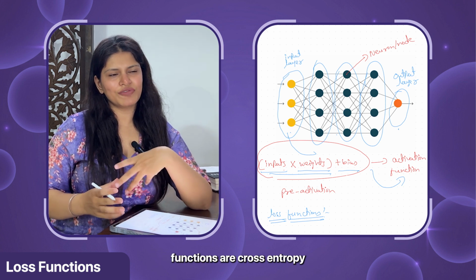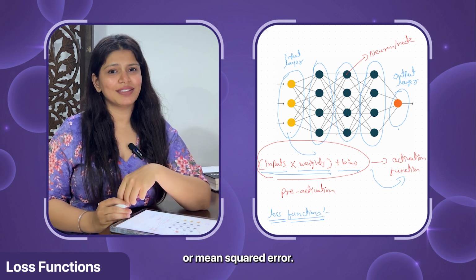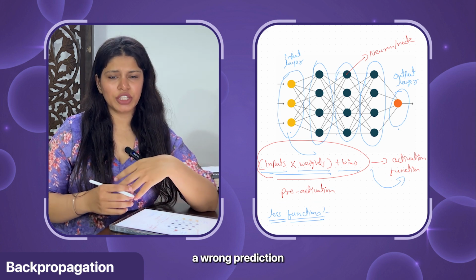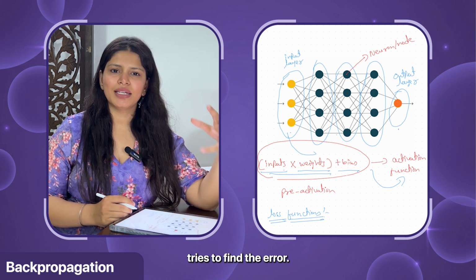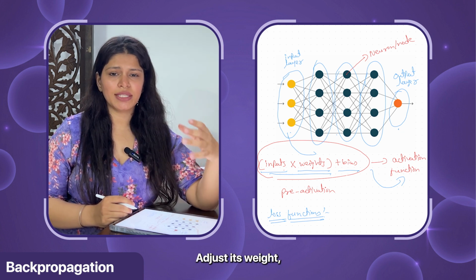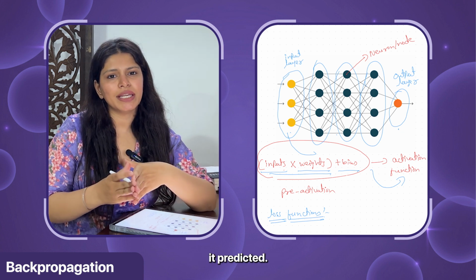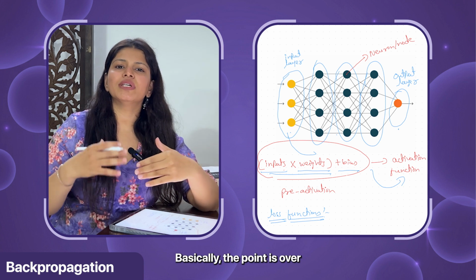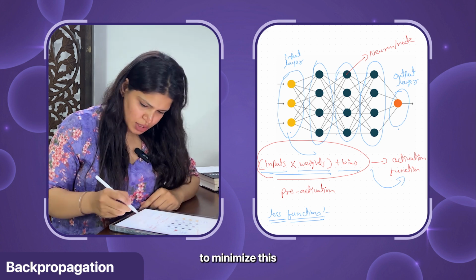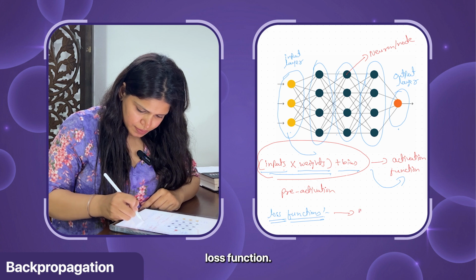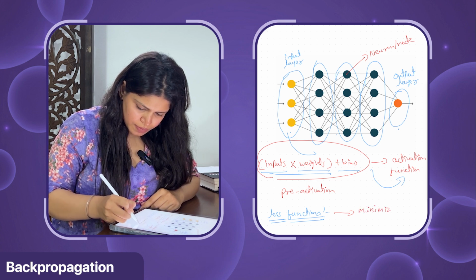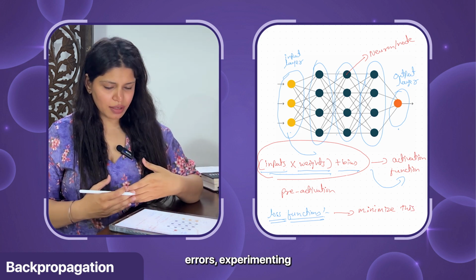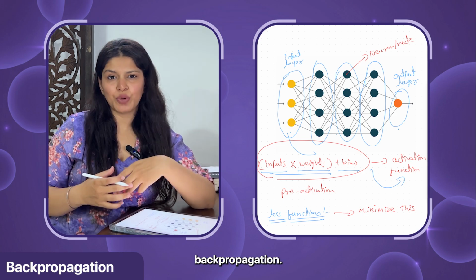Some of the most common loss functions are cross entropy or mean squared error. So because of this loss function, once the network knows that it has made a wrong prediction and how wrong it is, it looks back, tries to find the error, adjusts its weights, and then tries again. Whatever value it predicted, it compares it with the actual value in the training data. Basically, the point is, over time, it is trying to minimize this loss function. So this process of looking back, trying to find errors, experimenting with these weights, this process is called backpropagation.